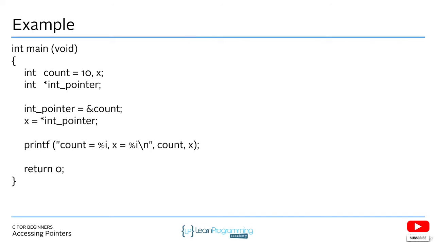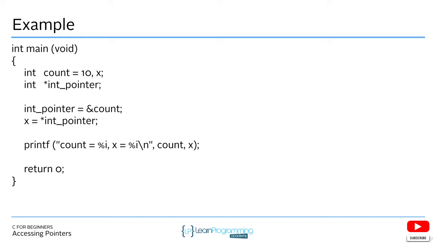So let's go through an example. Here we're going to create an integer count equal to 10. We're also going to create an integer named x, another variable. We're initializing count to 10, and x is initialized to nothing. We then create an int pointer. We know it's an int pointer because we have the asterisk after the data type, and we named it int pointer. We're now going to assign to that int pointer the address of count.